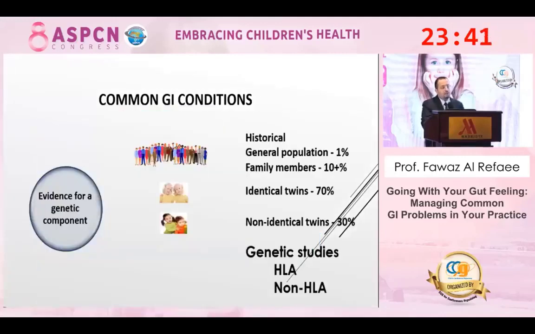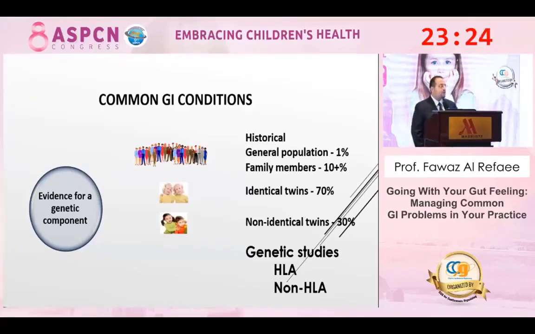Regarding the genes, we have to understand that there is a genetic and environmental component for celiac disease. Celiac disease is considered the most common autoimmune disease worldwide, with a prevalence of 1%. This is a biopsy-proven diagnosis. If you go with serology-proven diagnosis, this will rise to 2 to 3%.